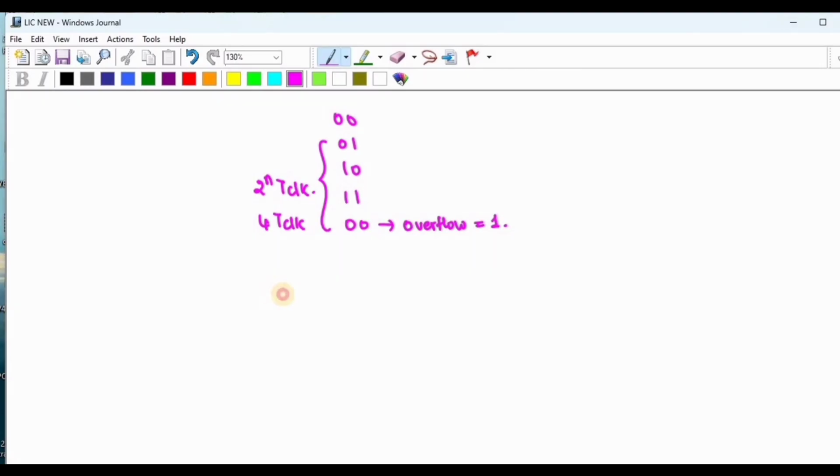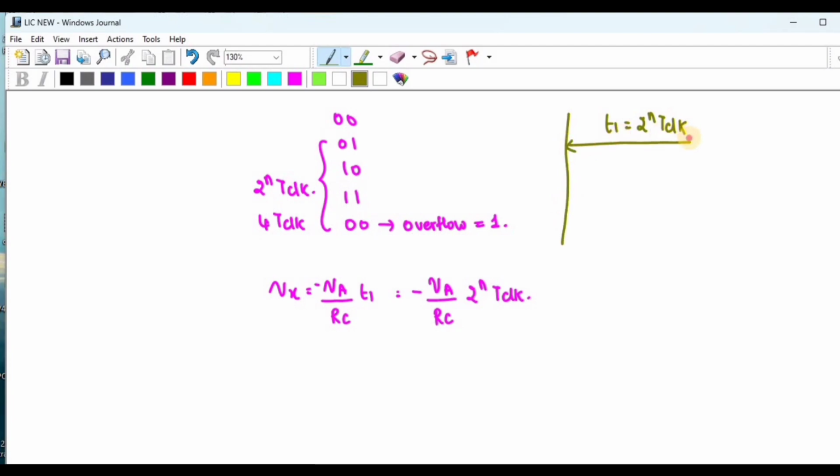So I can write Vx equal to minus Va divided by RC into T1. The T1 value is 2 power n of T clock, so Vx is minus Va by RC times 2 power n T clock. The slope will look like this. The T1 value is fixed, always fixed whatever the value of Va is. This is nothing but your Vx maximum.